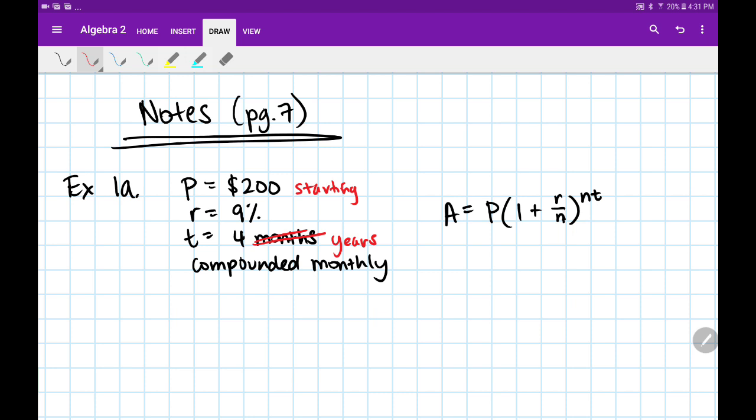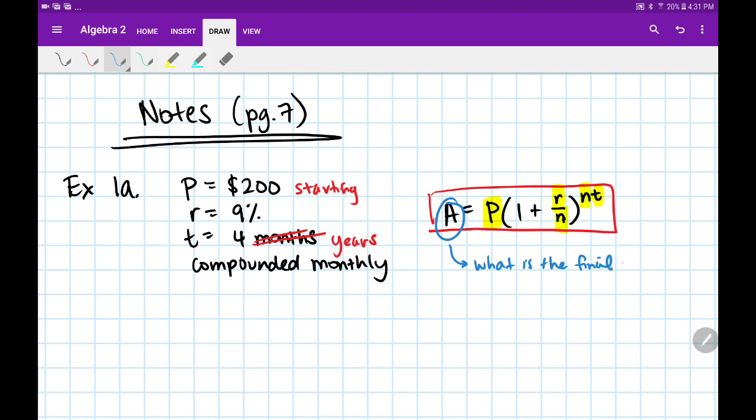Okay, so in order to use our formula, we're going to need to plug in for P, R, N, and T. The reason we're not plugging in for A is because the question is asking what is the final amount. So that means that's what I have to solve for. So if I have to solve for A, then I'm just going to write A equals and then plug in everything on the right. So my principal is 200. So instead of P, I'm going to start with 200. Parentheses, we're just going to plug in as we go. 1 plus.